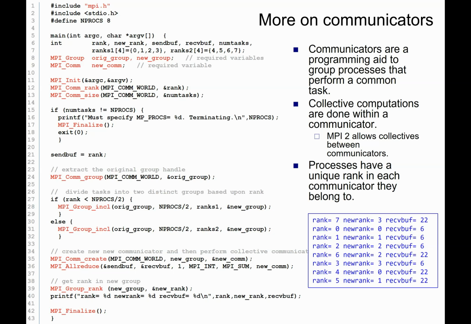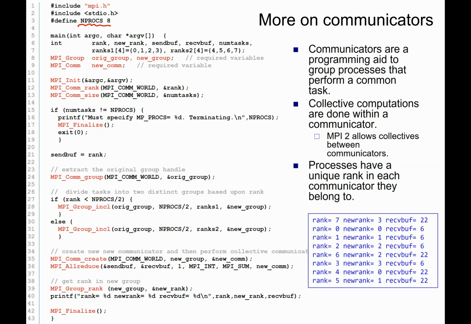Suppose that our MPI_COMM_WORLD actually has 8 processes. Now we're going to create 2 communicators, each with 4 processes. We're going to take the first 4 processes from MPI_COMM_WORLD and put them into one communicator, and then the other 4 we're going to put into a different communicator. So the way we do that is that we're going to have this communicator.